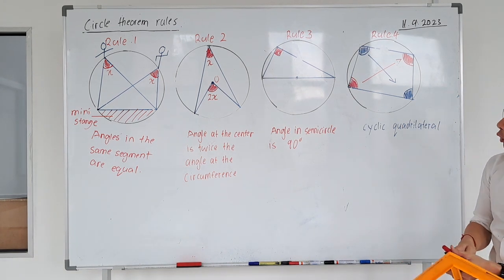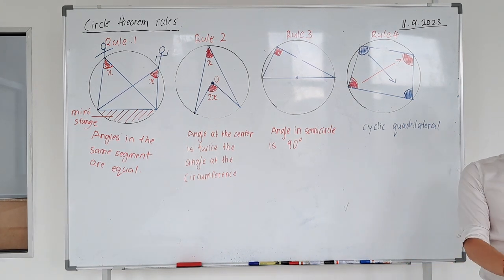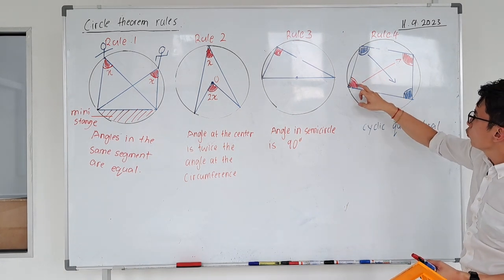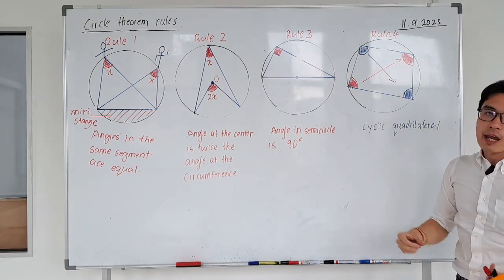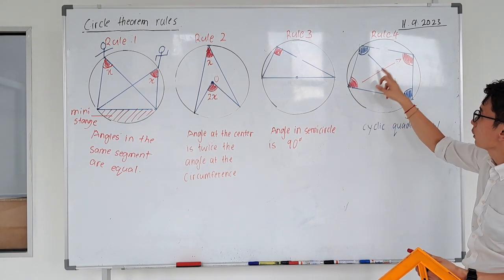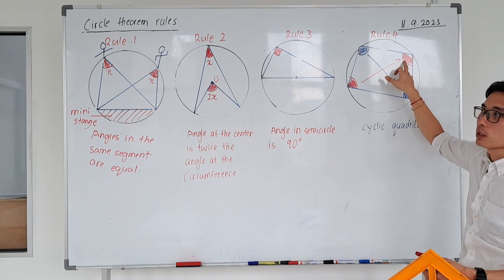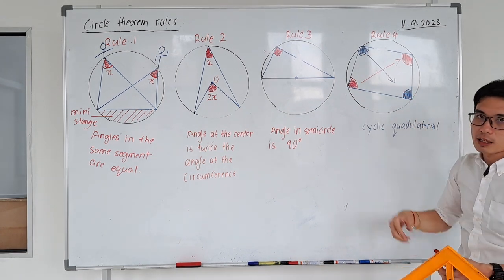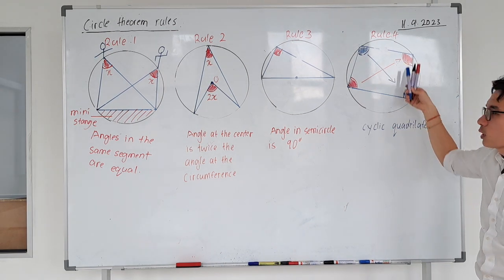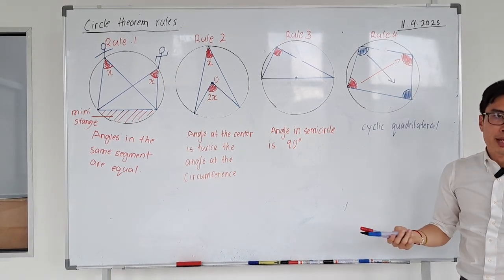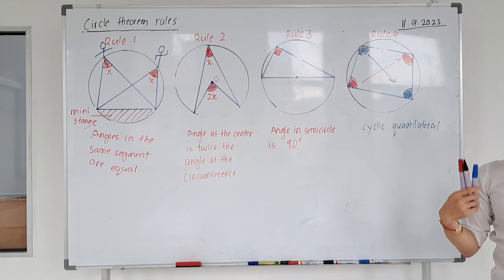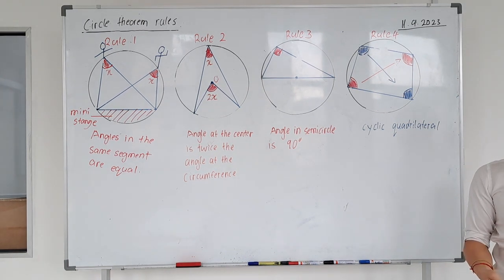Now, assuming you have already done so, you will notice one thing. You will find out that these two angles add up to 180. Right? You will find out that these two angles will add up to 180. And these two angles will add up to another 180. Because what we are looking at right now is a quadrilateral. And the total interior angle of a quadrilateral is 360 degrees.